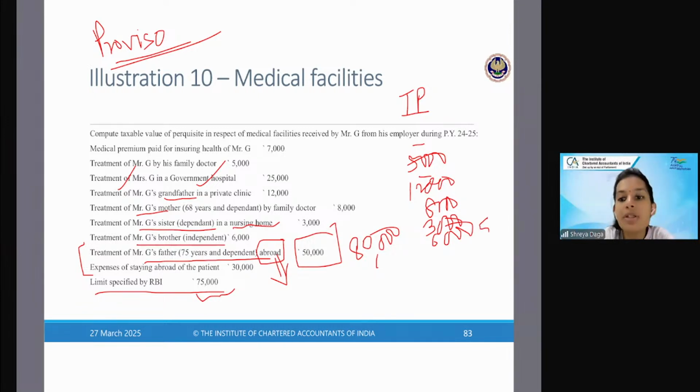5,000. 80,000 minus 75,000, that is 5,000. So if somebody can total up all these items and tell me what is the total taxable value of perquisite.